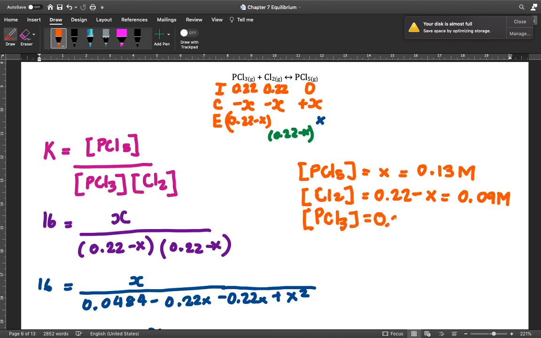So similarly, I can use this to find PCl3, which is 0.22 minus 0.13, which is x. Maybe I'll just write that as x. And I end up with 0.09 again. Again, I'm not using the rounded number, which is 0.13. I'm using the full number that I got at the end of the quadratic equation, so I can solve for the equilibrium concentrations for each of these entities. Okay, that was our first example.